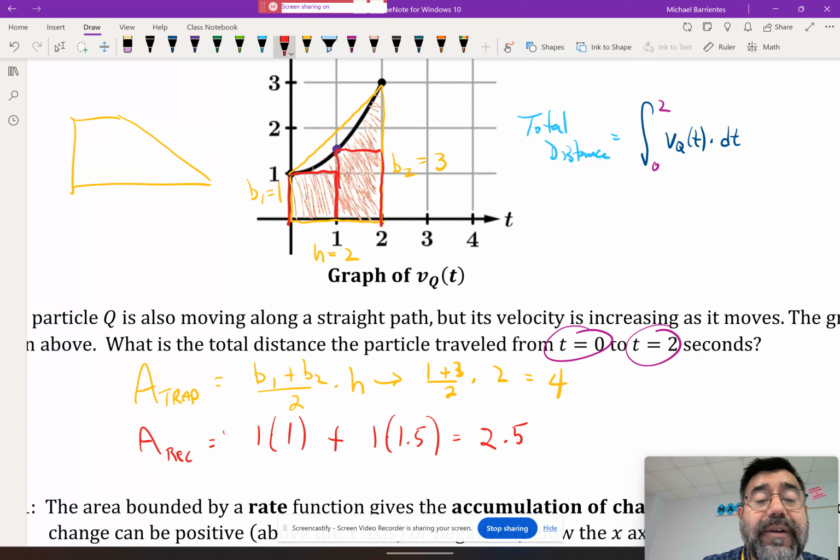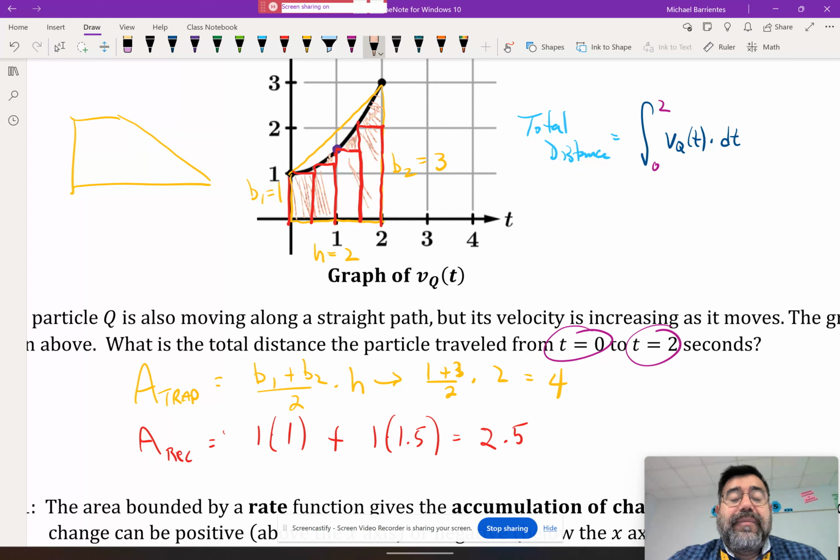Maybe. What if, let's see if I can erase these red things. What if I drew more rectangles? What if I said, let me draw this rectangle. Let me do it half. My base is going to be half instead of 1. And what if I use this and get that rectangle, and use this and get that rectangle, and use this and get that rectangle? Hey, do you notice that the little spaces where I had this extra stuff went away? It got smaller. The more rectangles I build, the smaller the leftover that I'm lacking.